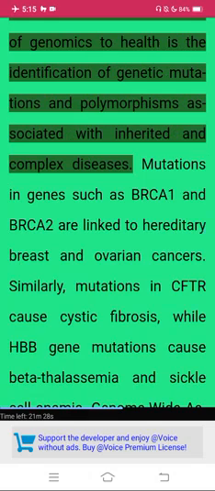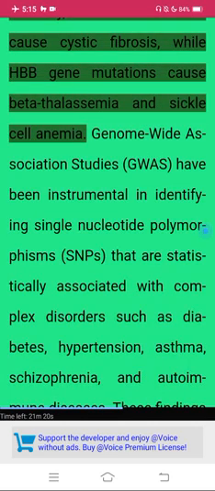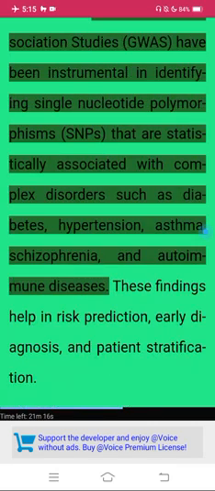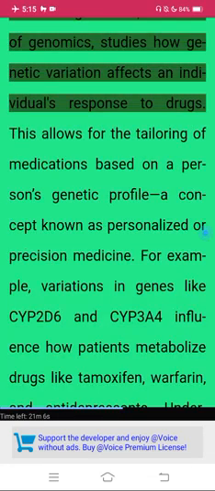One of the core contributions of genomics to health is the identification of genetic mutations and polymorphisms associated with inherited and complex diseases. Mutations in genes such as BRCA1 and BRCA2 are linked to hereditary breast and ovarian cancers. Similarly, mutations in CFTR cause cystic fibrosis, while HBB gene mutations cause beta thalassemia and sickle cell anemia. Genome-wide association studies (GWAS) have been instrumental in identifying single nucleotide polymorphisms (SNPs) that are statistically associated with complex disorders such as diabetes, hypertension, asthma, schizophrenia, and autoimmune diseases. These findings help in risk prediction, early diagnosis, and patient stratification.